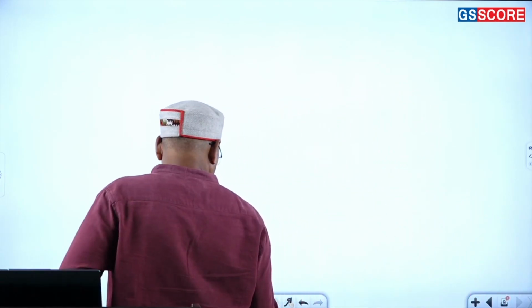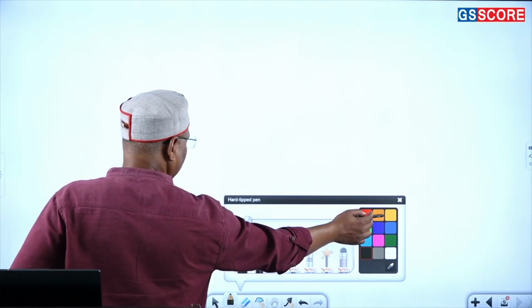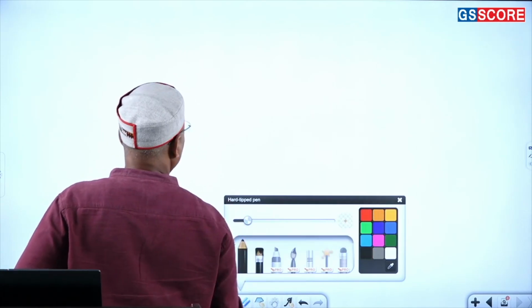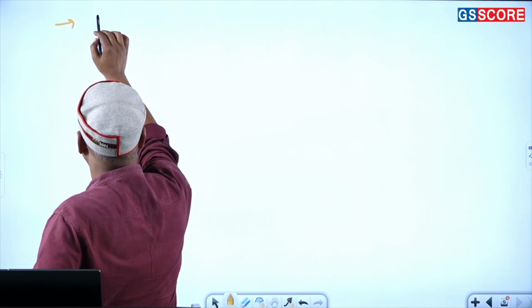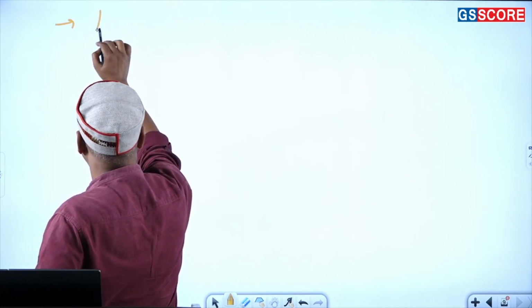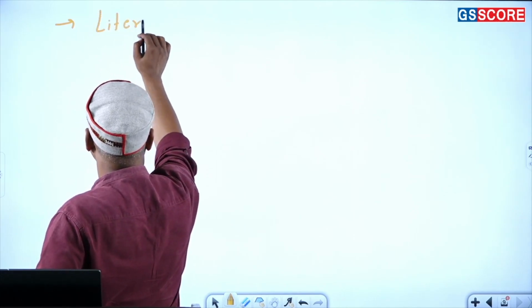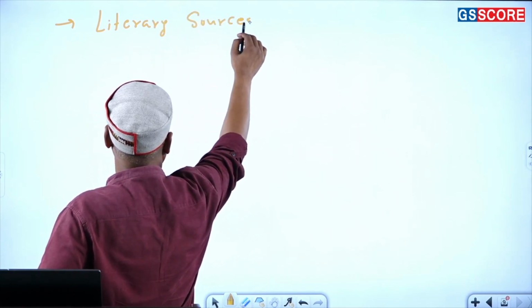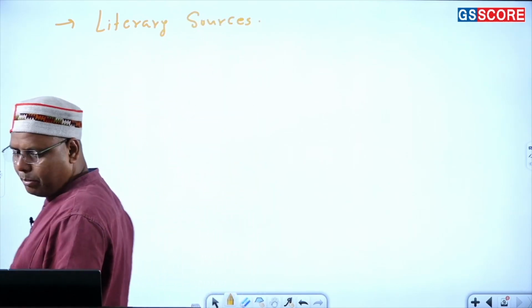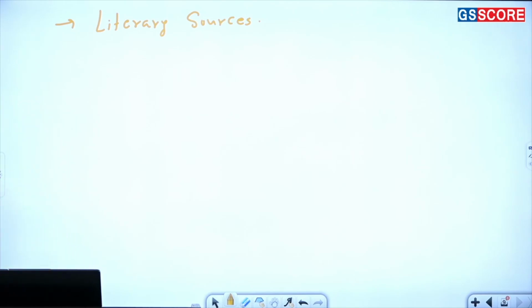Fine. Look, when it comes to sources, there are some generic things that you should always keep in mind. First of all, in Indian history writing, the literary sources have always been given preference. Now, if I ask why the literary sources have been given so much preference, the answer is very simple.